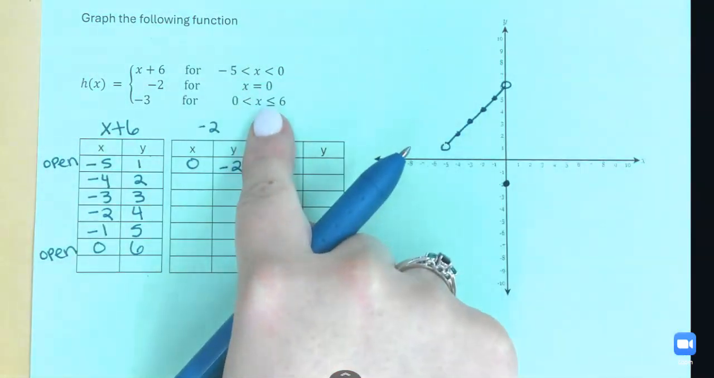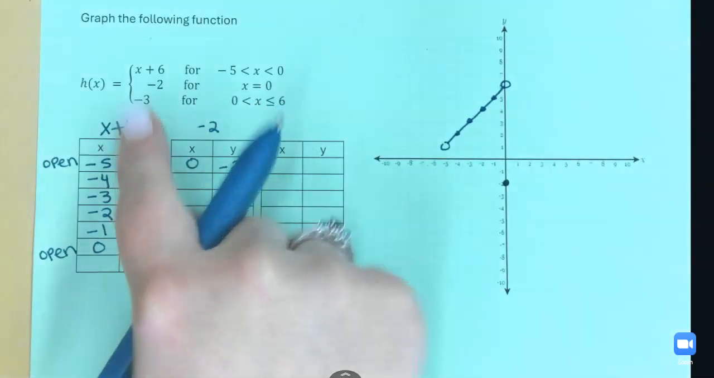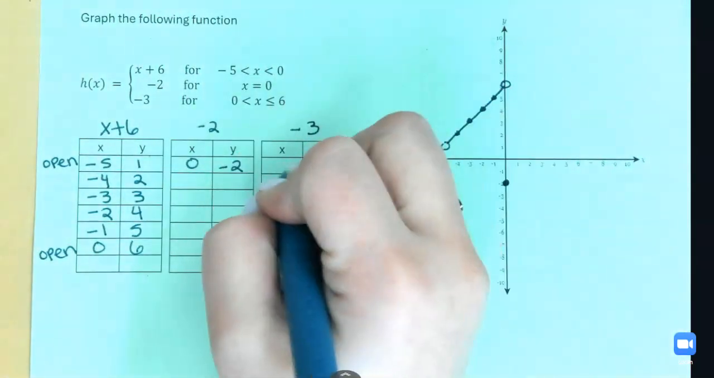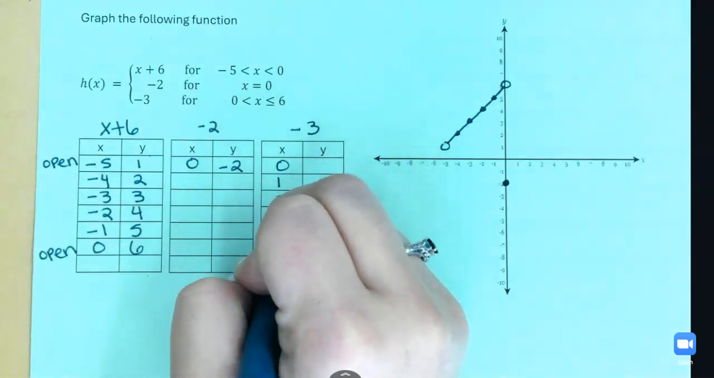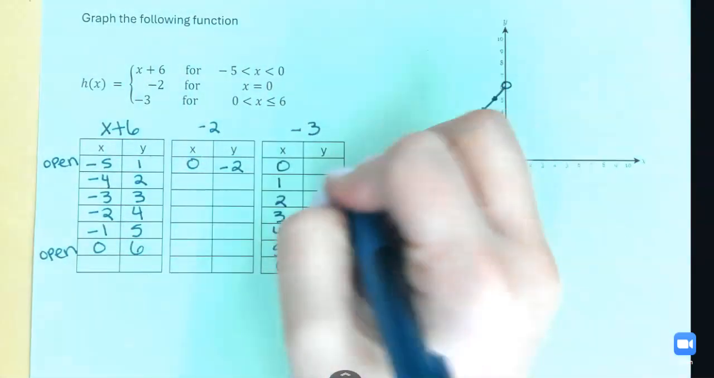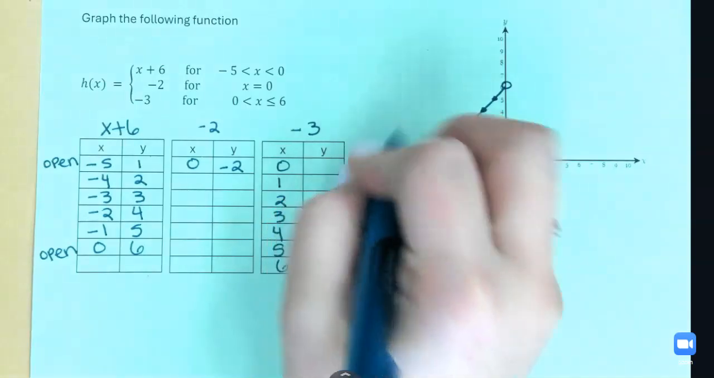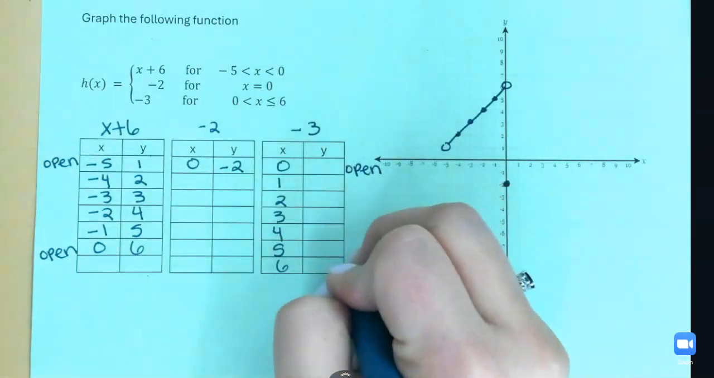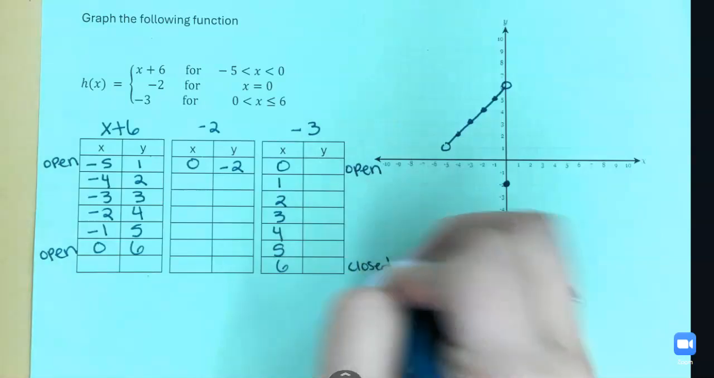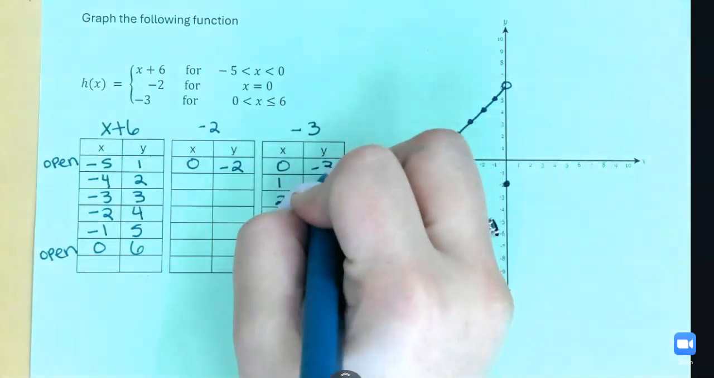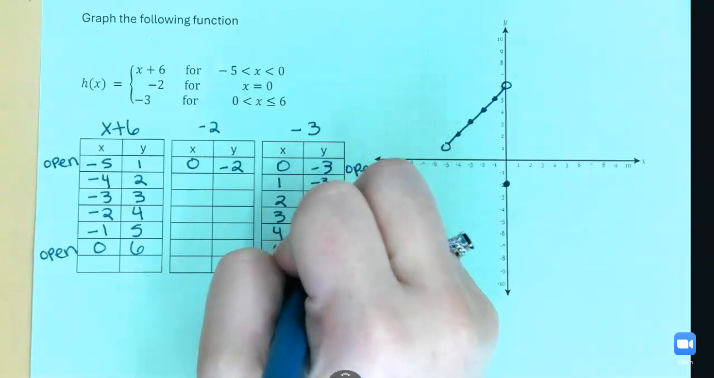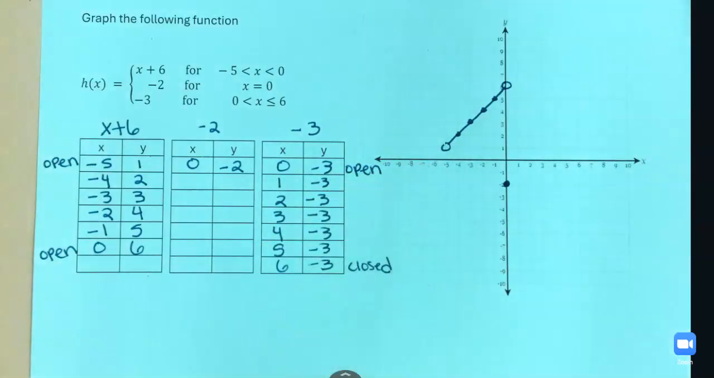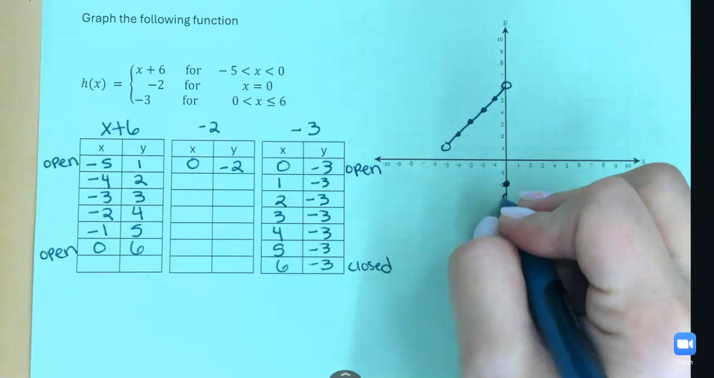The last one, x is between 0 and 6, so I am only going to use values between 0 and 6. The 0, again, has an open circle, but the 6 is closed. And for all of these, my y coordinate is the same. I don't have to do any math. And I can go ahead and plot all of these points.